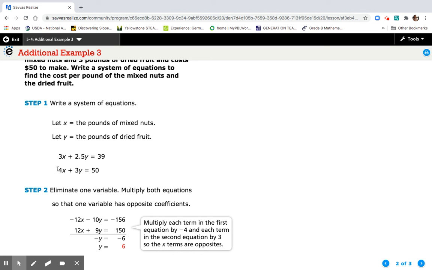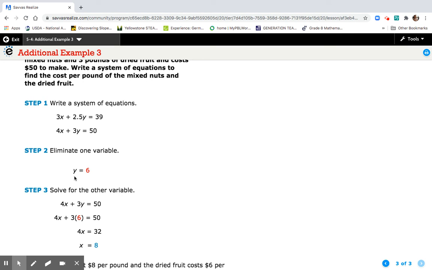3 times 4 is 12. We multiplied this bottom equation by 3, and 3 times 4 is 12. And the top equation, they did a -4, so that the signs for the x values are opposites here. So that when we combine these two equations, the x terms cancel. And if we had a -10y plus a 9y, you get a -y. And on the right side of the equation, you see that they got a -6. But this is for -y, so therefore y would just be 6.